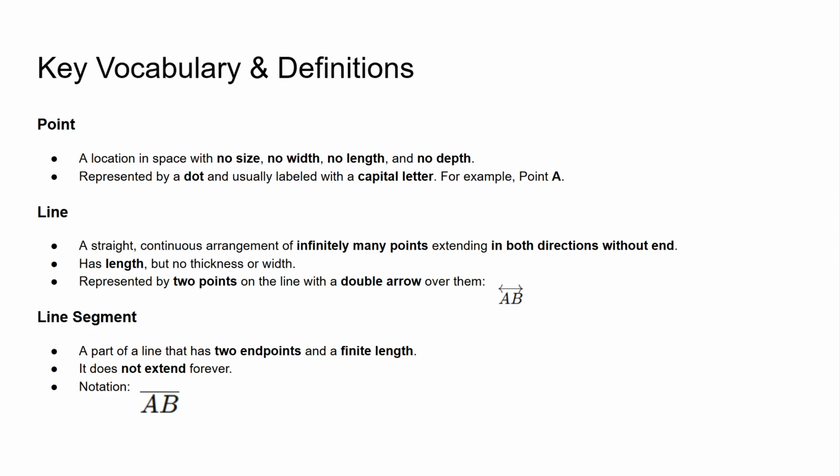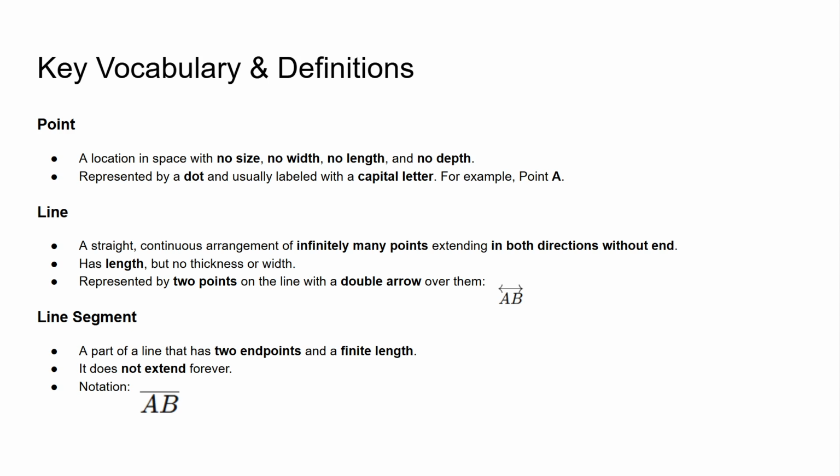Key vocabulary and definitions. A point is a location in space with no size, no width, no length, and no depth, represented by a dot and usually labeled with a capital letter. For example, point A. A line is a straight, continuous arrangement of infinitely many points, extending in both directions without end. It has length but no thickness or width, and is represented by 2 points on the line with a double arrow over them.